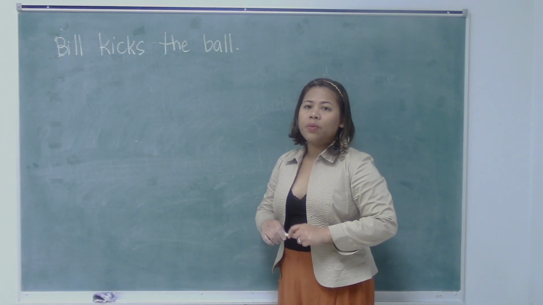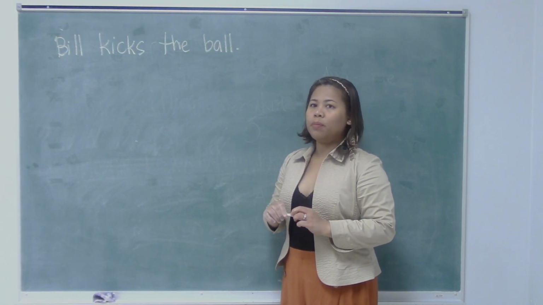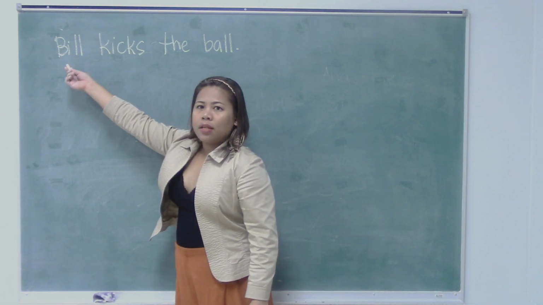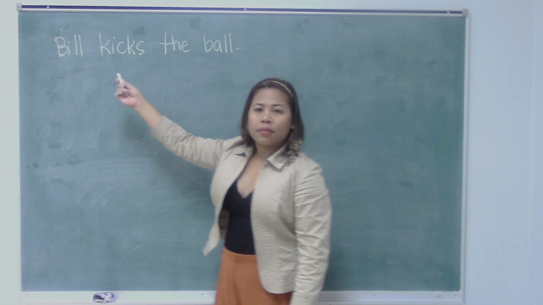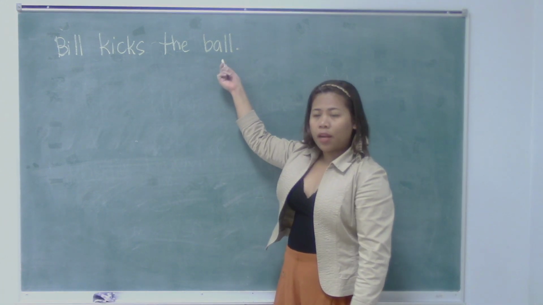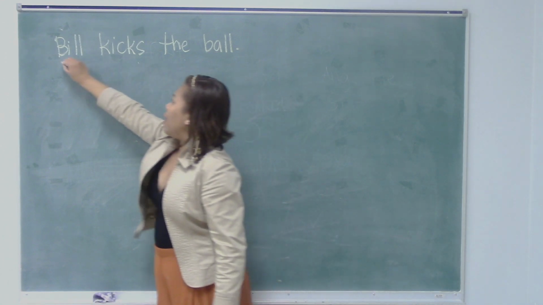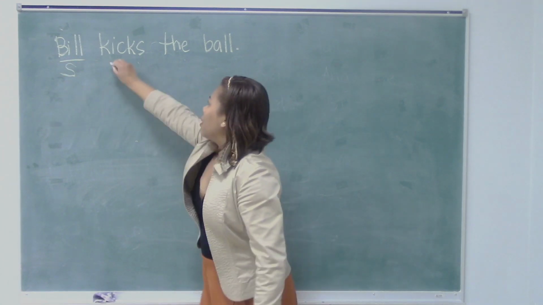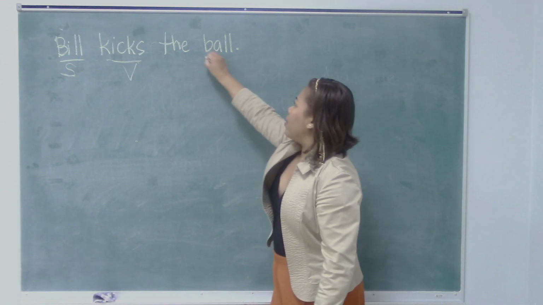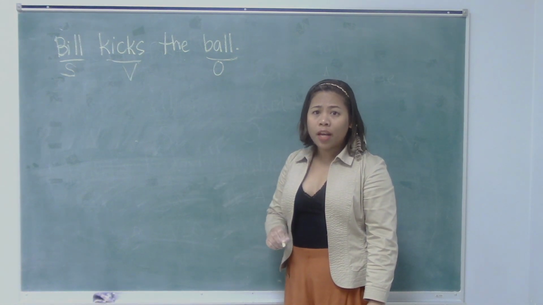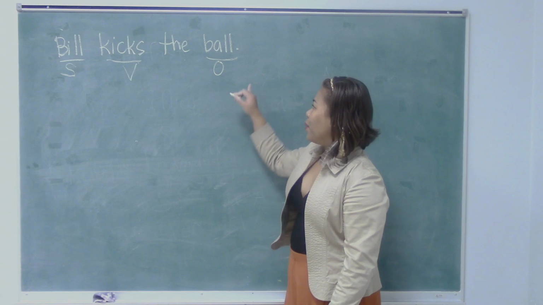Another difference between the English language and the Filipino language when we are constructing our sentence: in English, the subject is the subject and the object is the object. Like in this sentence, Bill kicks the ball. Bill is the subject, kicks is the verb, and the ball is the object. But in Filipino, it can be interchanged. I'll show it to you.